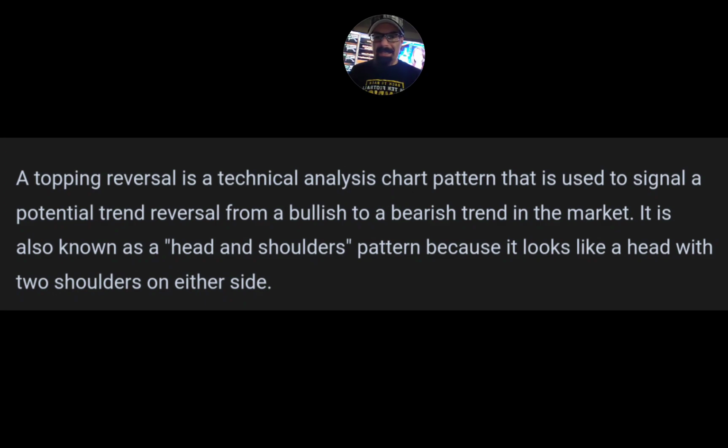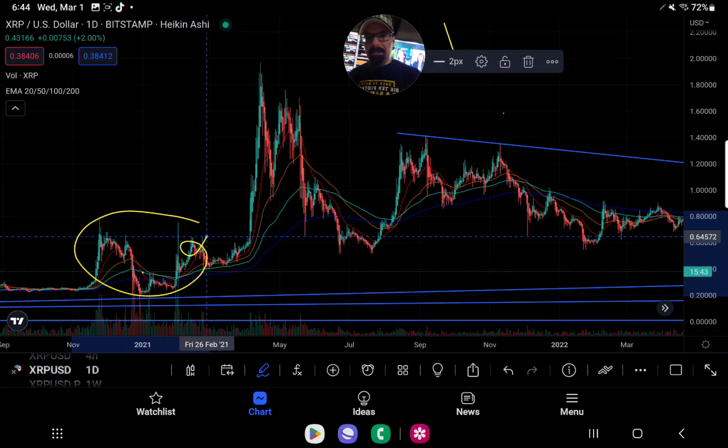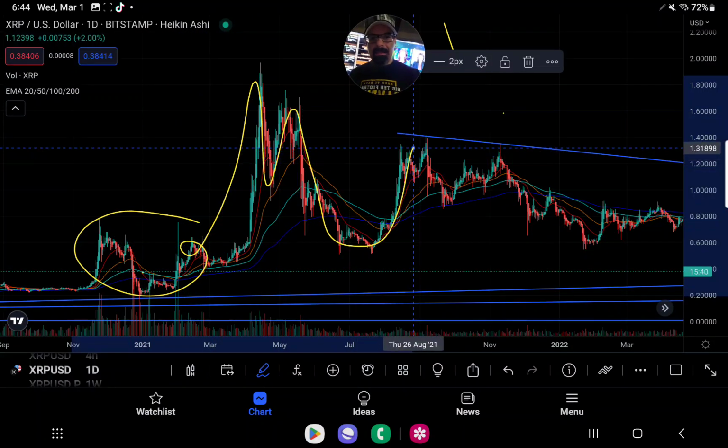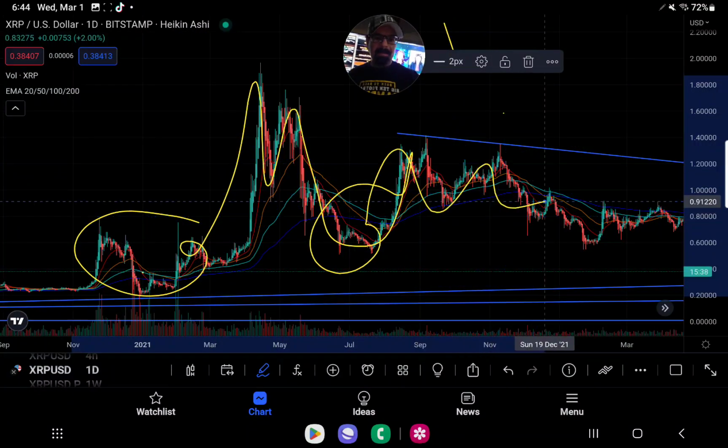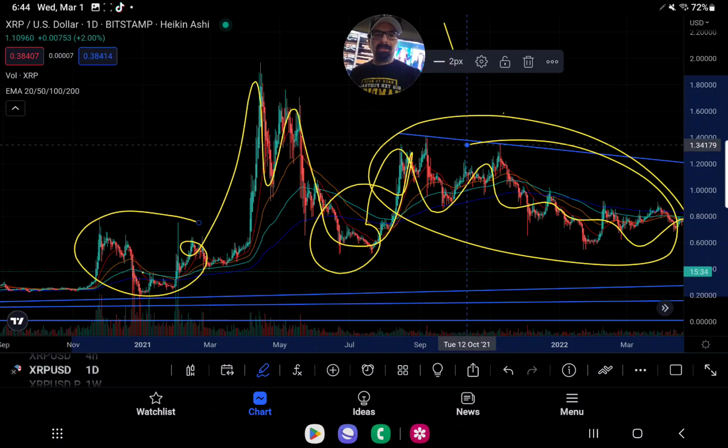It is also known as a head and shoulders pattern because it looks like a head with two shoulders on either side. And now as we take a look, we can say shoulder, head, and this could have been a shoulder. Now we're trying to break back out, and now we've got another consolidatory phase after what could be a head and shoulders pattern.